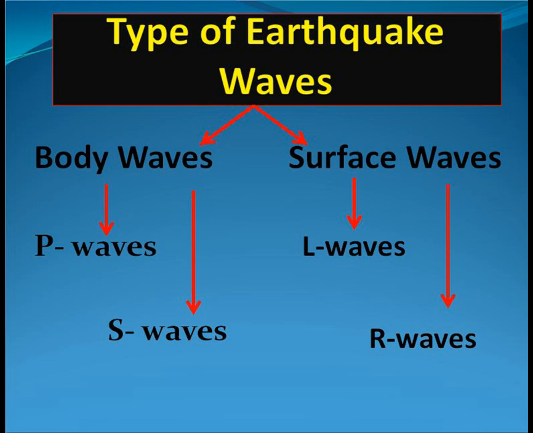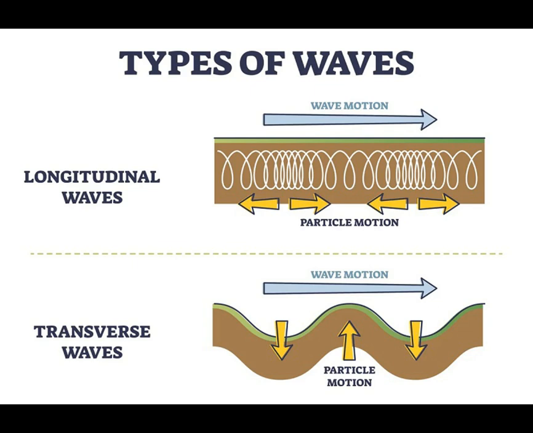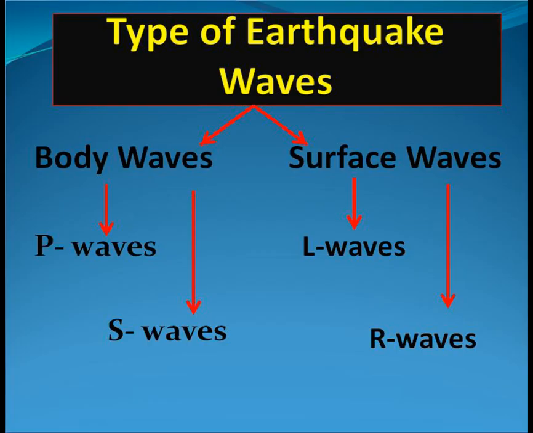Number 2. Surface waves. Surface waves are the most destructive seismic waves produced during an earthquake. They travel along the Earth's surface, which is why they cause the maximum damage to buildings, roads, and infrastructure. These waves move only through the Earth's crust and surface layers, unlike body waves, P and S waves, which travel through the Earth's interior.